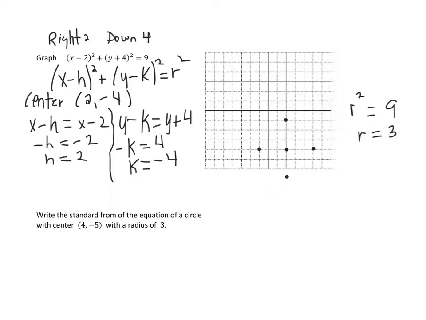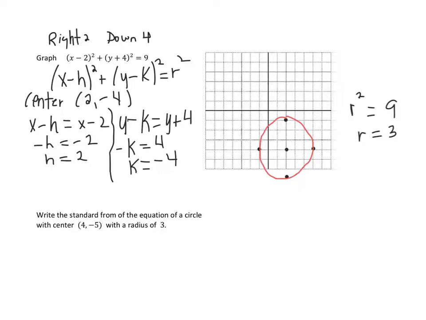So you can do a quick sketch right here of the circle. This point here in the center helps us with graphing the circle, but it's really not part of the actual graph itself because it's not on the circumference of the circle. So that's how you graph circles.